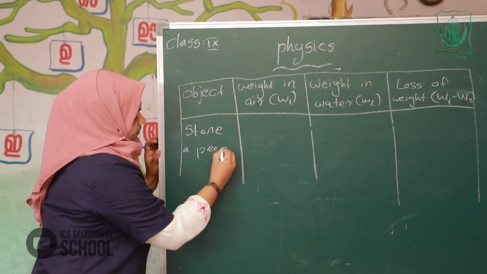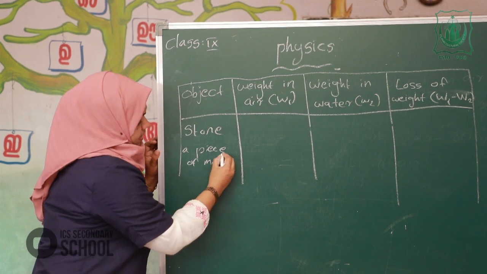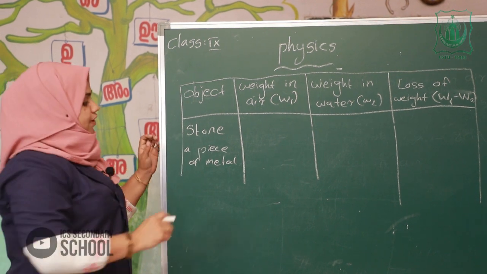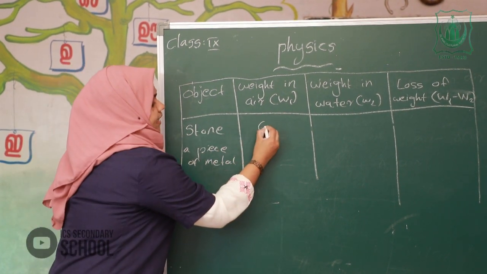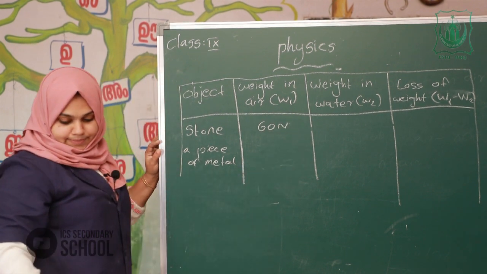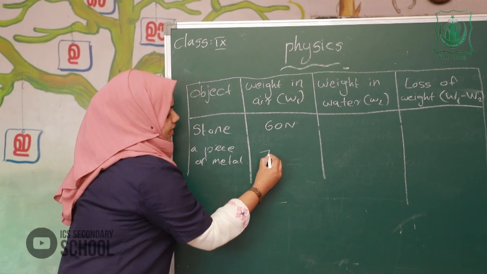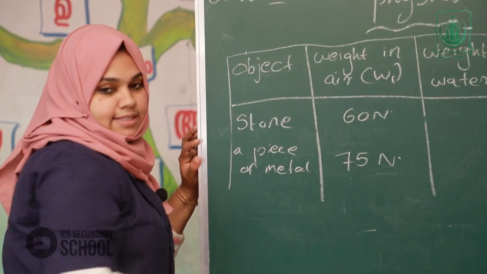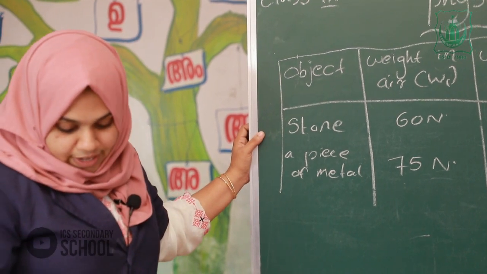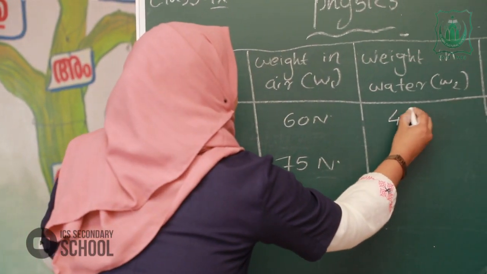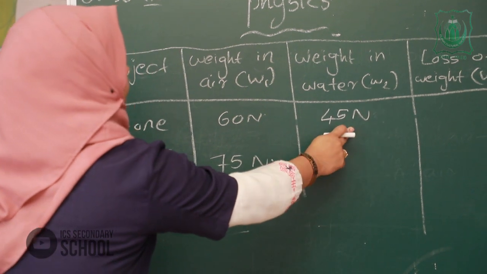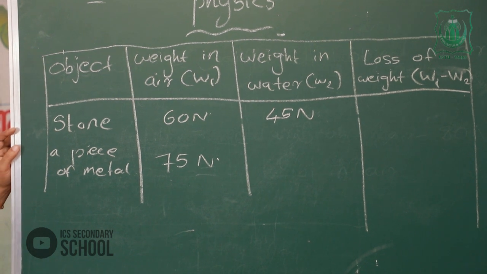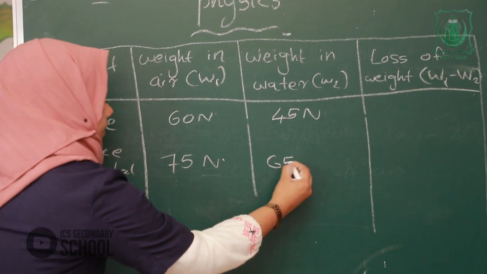First we must find the weight in air. If the weight of the stone is 60 Newton and the piece of metal, almost the same size, is 75 Newton. It is more than this. Okay. Then the weight in water is 45 Newton. Yes, weight in water is less than weight in air. We know that. Okay. Then 65 Newton.